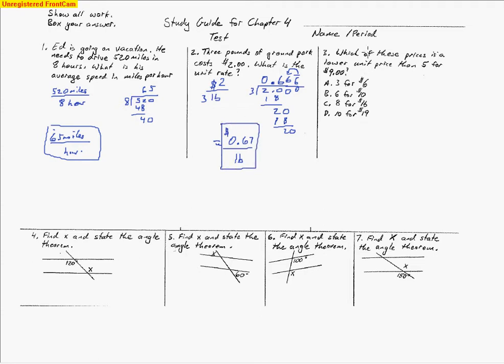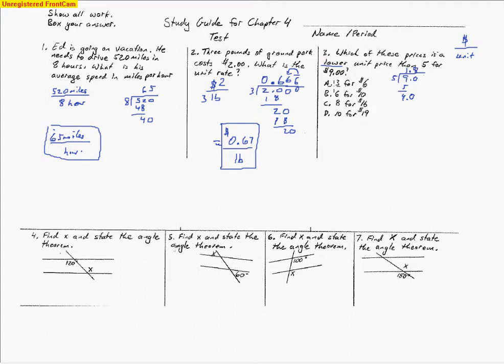Well, the next one asks us which of these prices, these ones down here, is lower than the unit price for 5 for $9. So first thing I need to do is find the unit price, which is dollars per unit. And so I'm going to set up the problem this way. 5 into 9, see how many times it goes in there. So 5 goes into 9 one time, and we have 4 left over, so I'm going to bring the decimal point up, 0 down, 5 goes into 40 8 times. So 1.8, so I need to find a number that's smaller than 1.8.